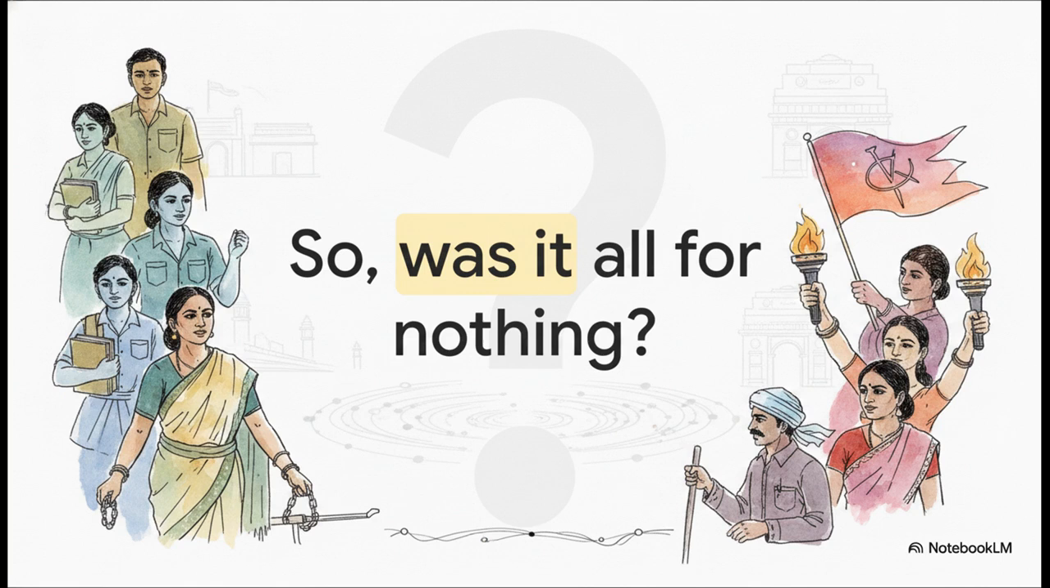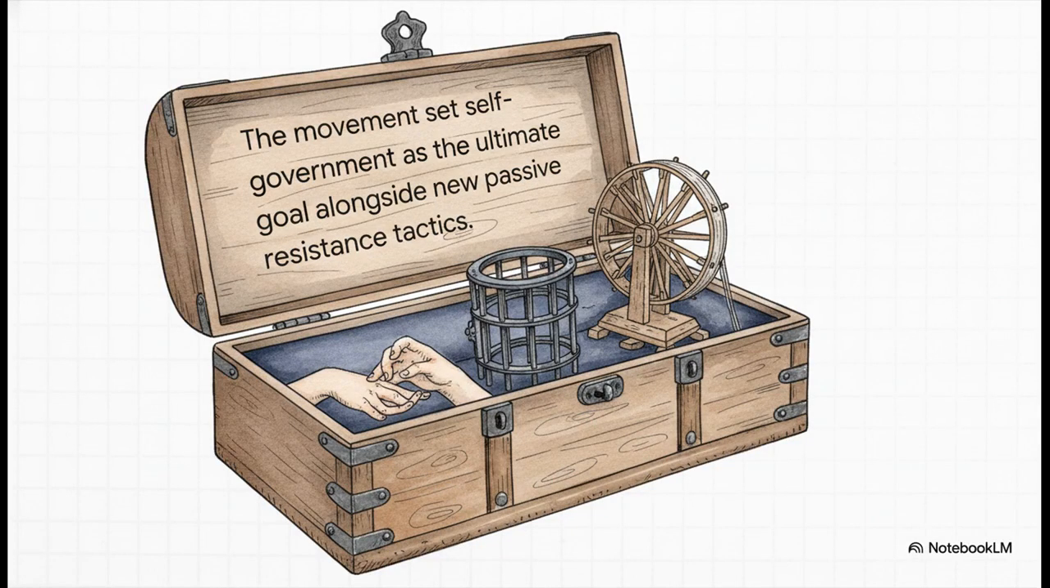We're talking students, women, workers, and new sections of both urban and rural populations getting involved for the very first time. People were waking up, and they were learning how to take really bold political stances. But the absolute most vital legacy of this era? The introduction of Swaraj, or self-government, as the ultimate goal.